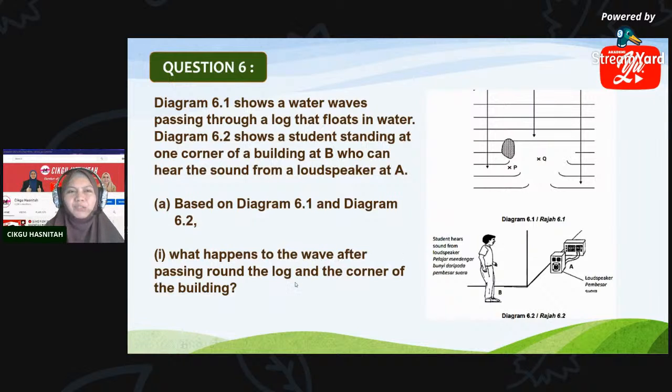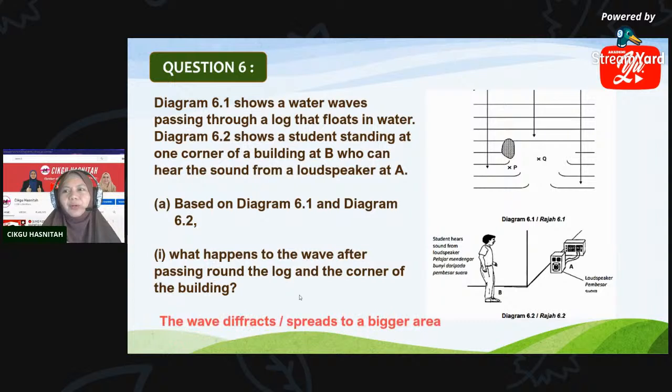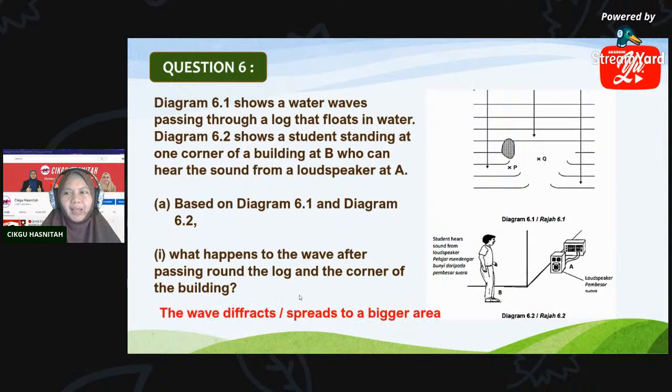Okay. So class, what happened to the wave after passing around the log? Okay, you must know this concept refers to what phenomenon? So the wave diffracts. Okay, we say the wave diffracts. Gelombang dibelau or spreads to a bigger area.